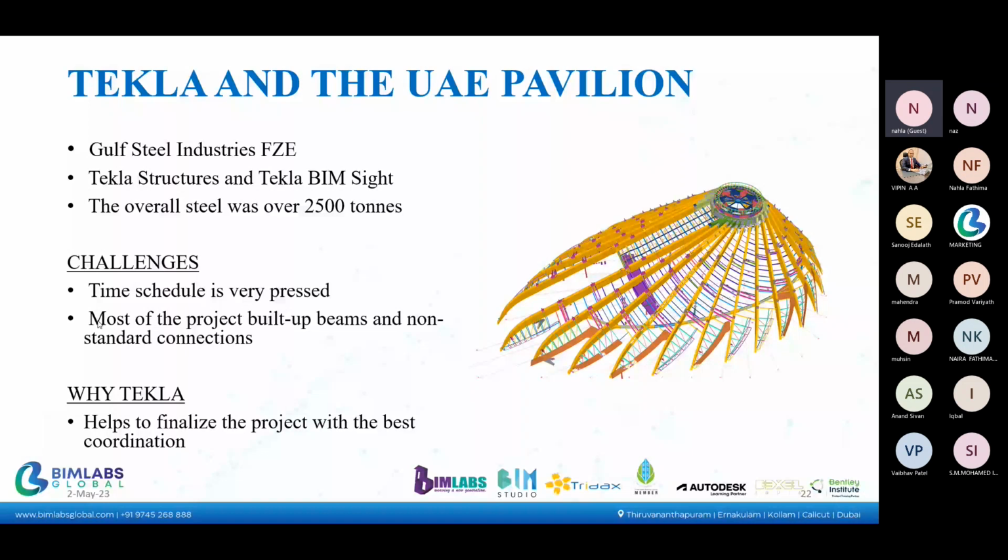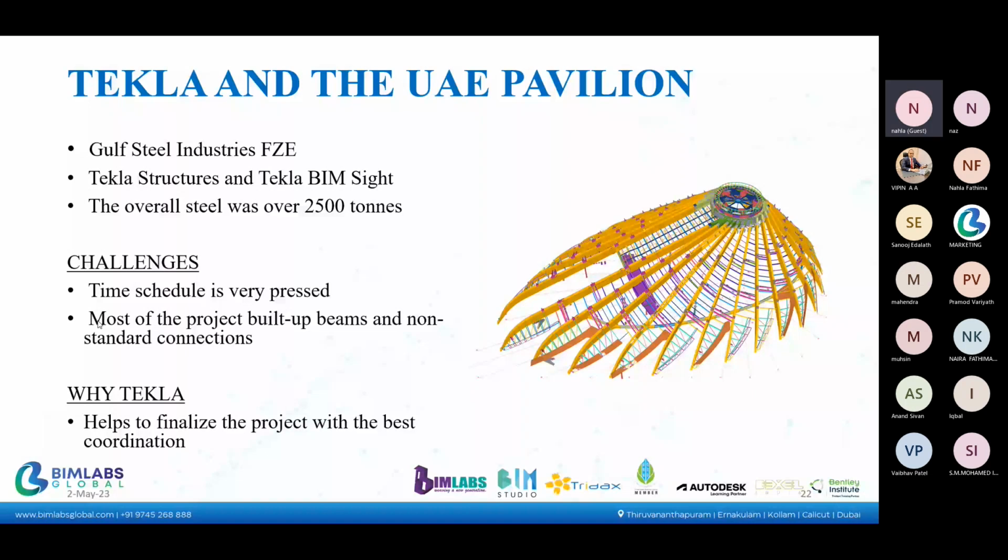It was done by Gulf Steel Industries, and the tools that were used to model the structure were Tekla Structures and Tekla BIM. These were the two Tekla tools that were used in order to model. The overall steel was over 2,500 tons.